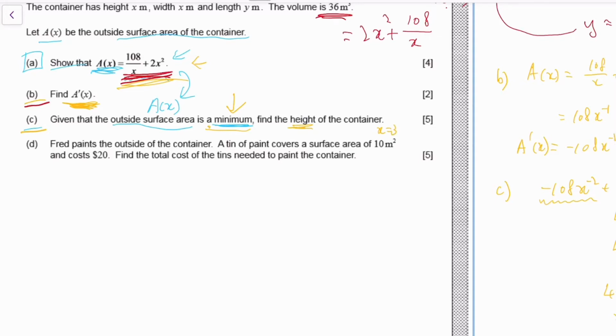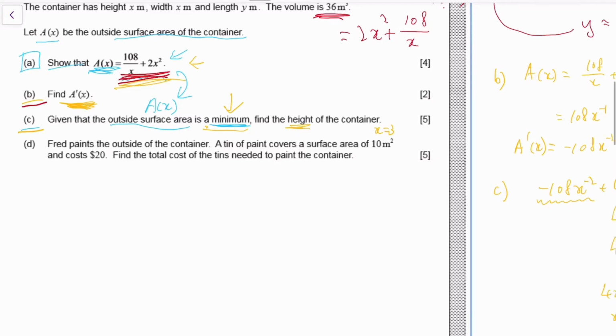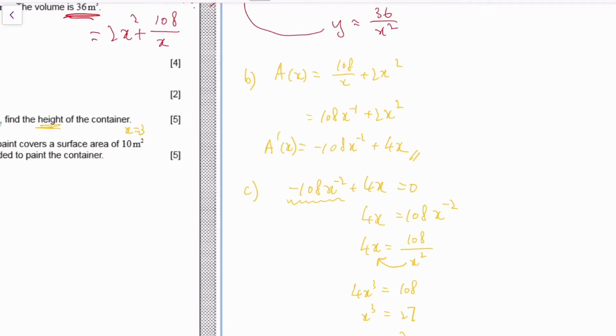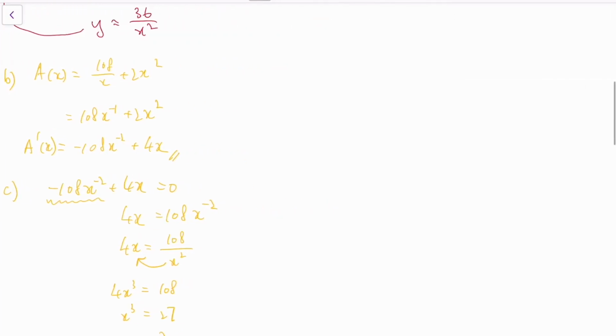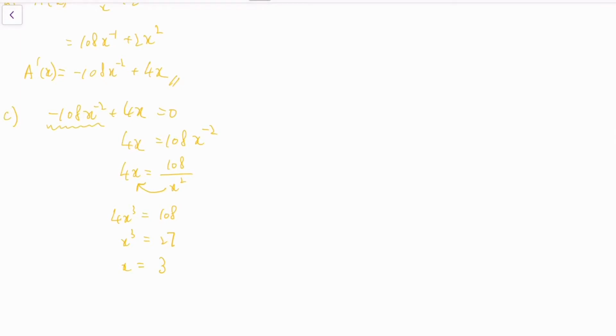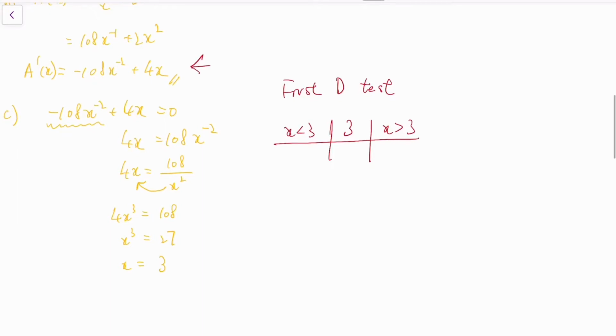The question didn't ask you to justify that it is a minimum, so we probably won't do it. But just to show you, if you would justify it, how would you justify? You could use the first derivative test. What you do is a sign diagram. So you have 3, you test something less than 3, test something bigger than 3, and you plug your value into the first derivative, which is this one.